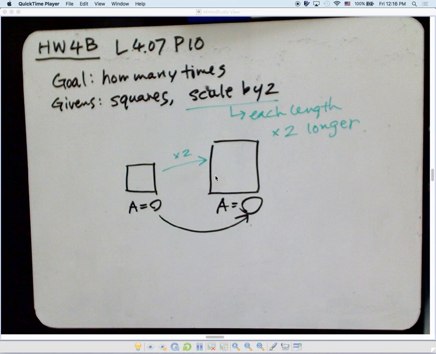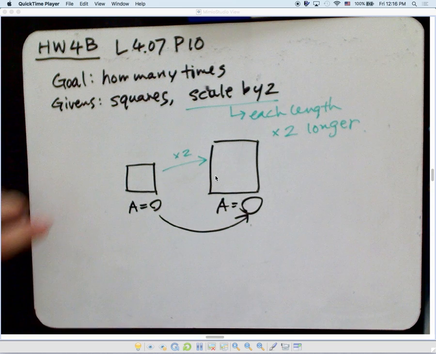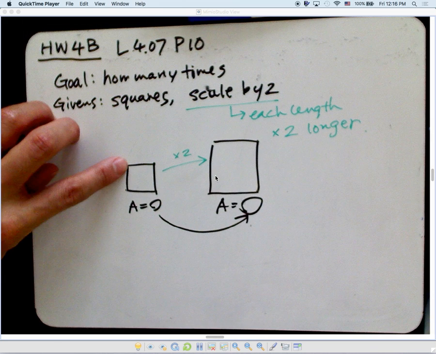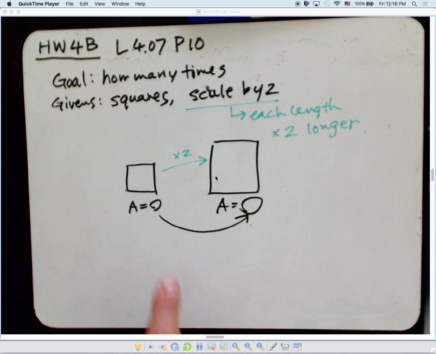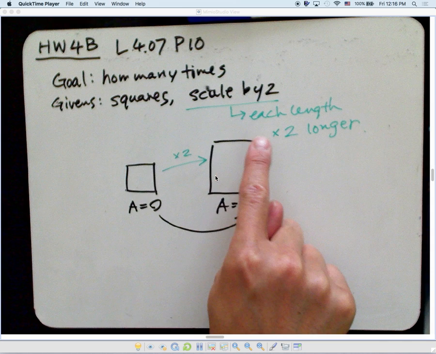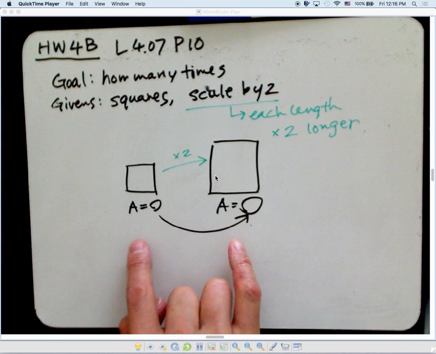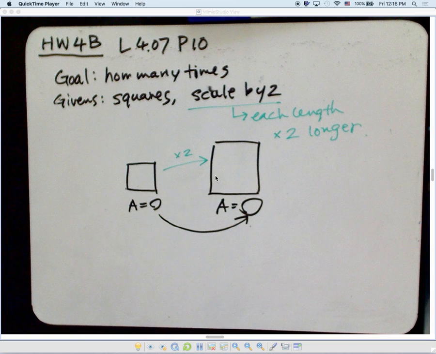Area would be how many times bigger? I would recommend you use some numbers, so maybe you can make an example. This square is whatever number times whatever you pick, and then scale each length twice as long and find out the area, then compare those two areas to see what happens.